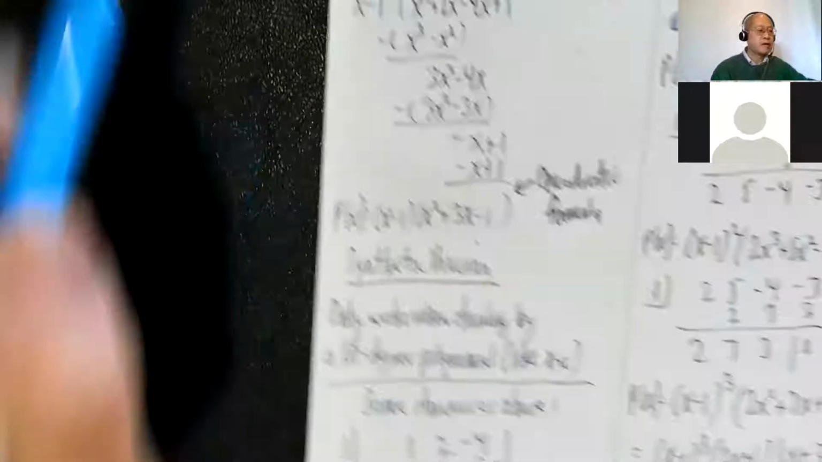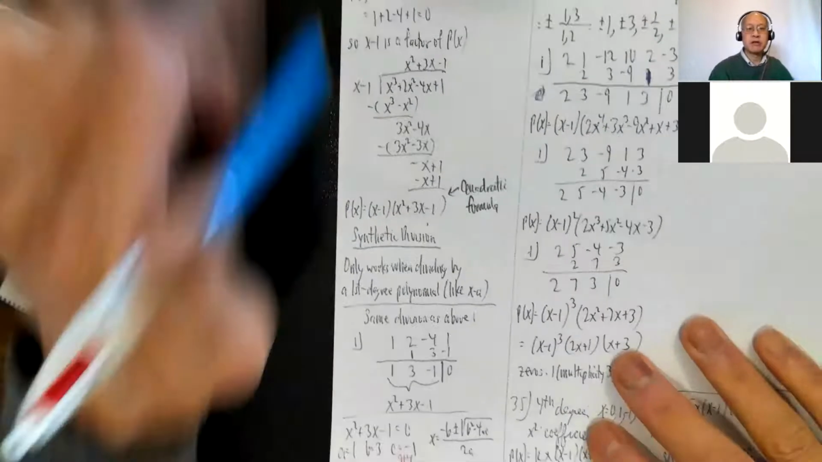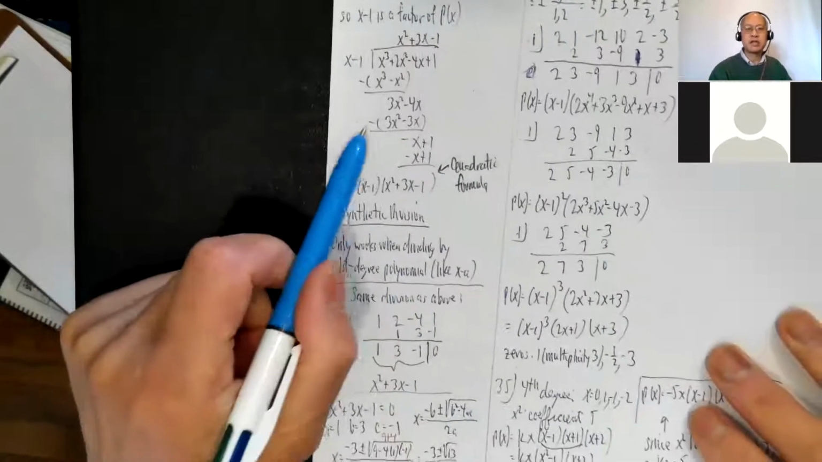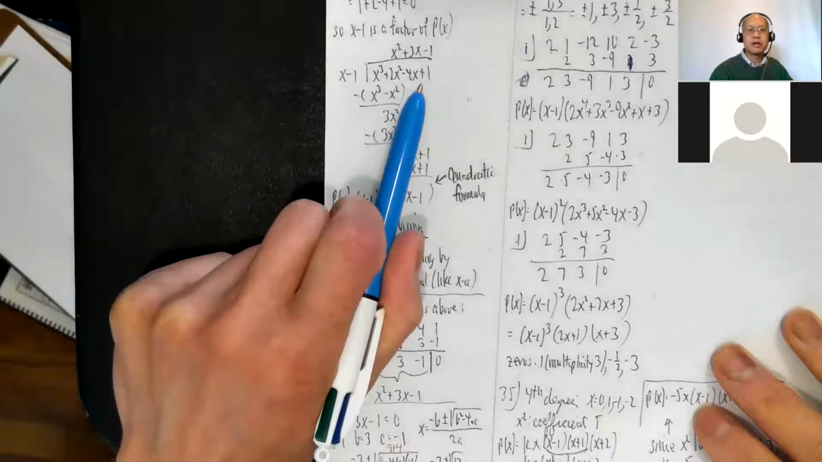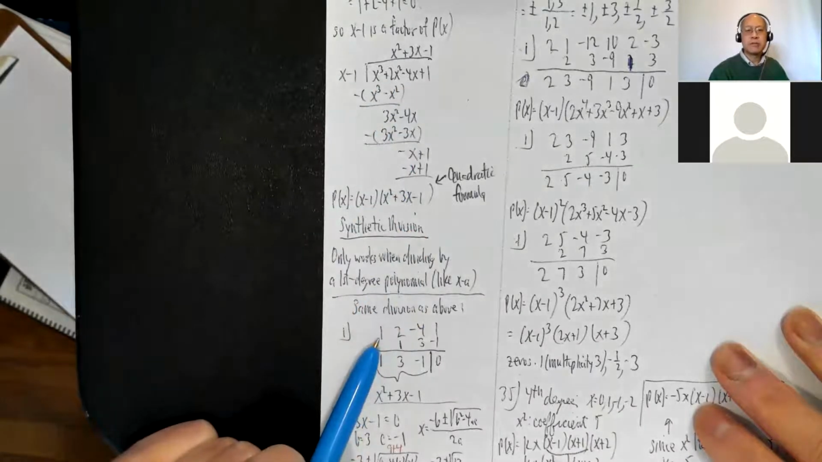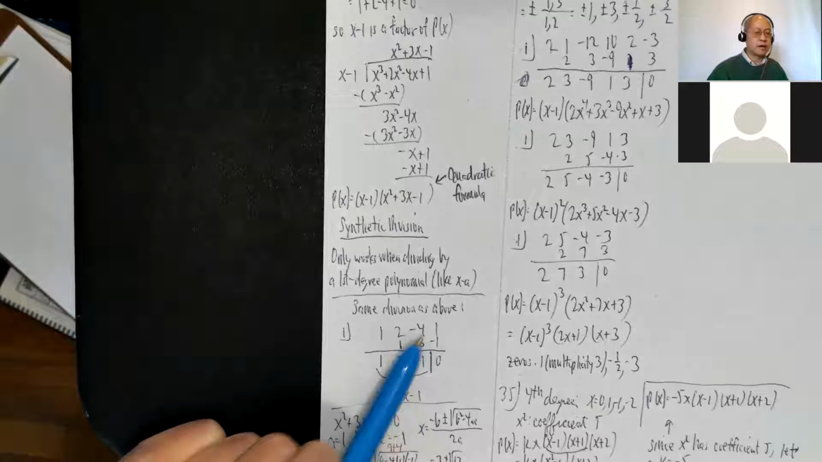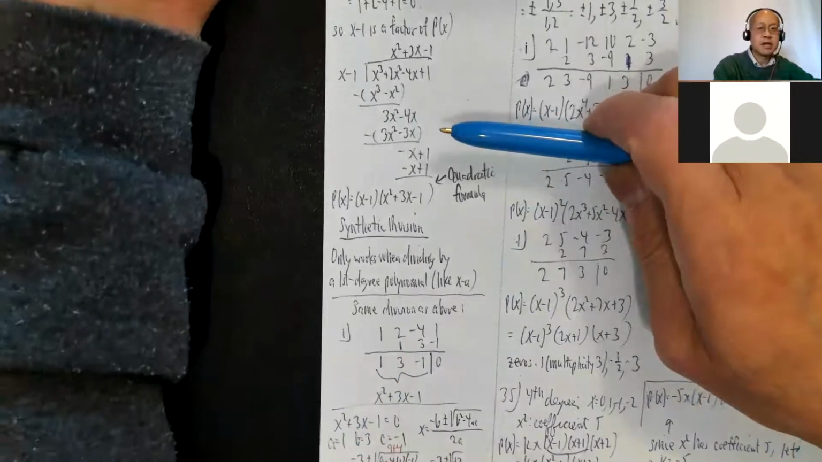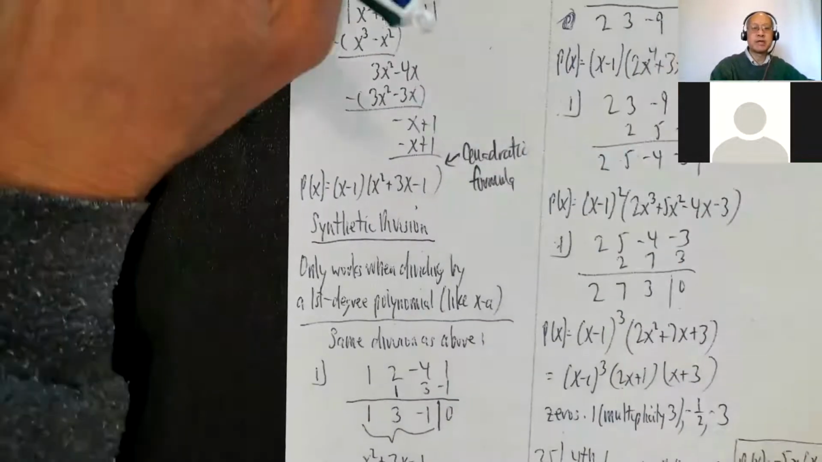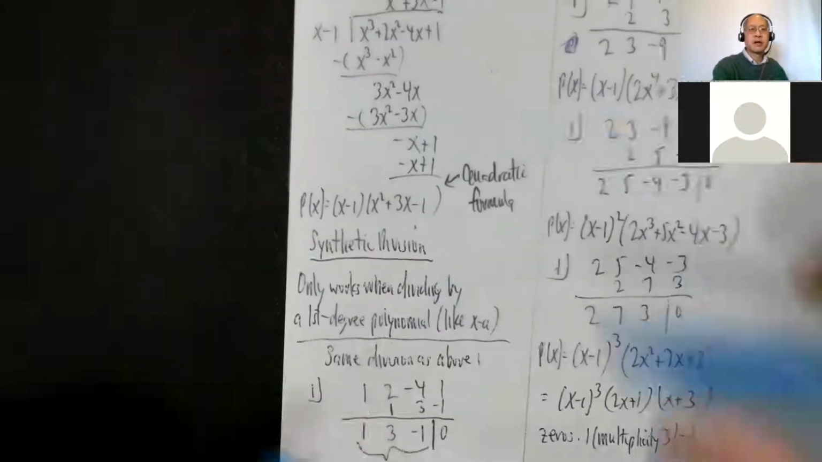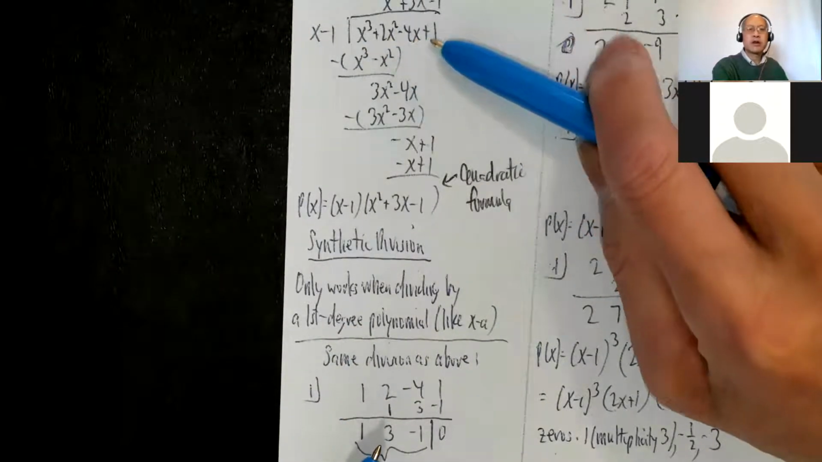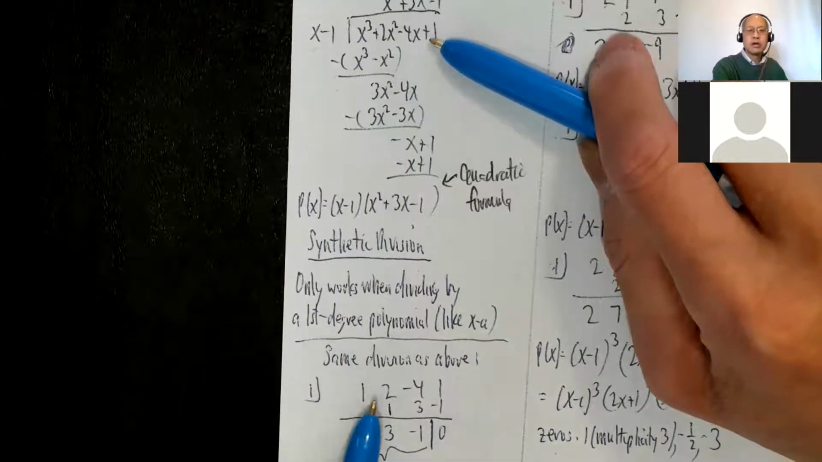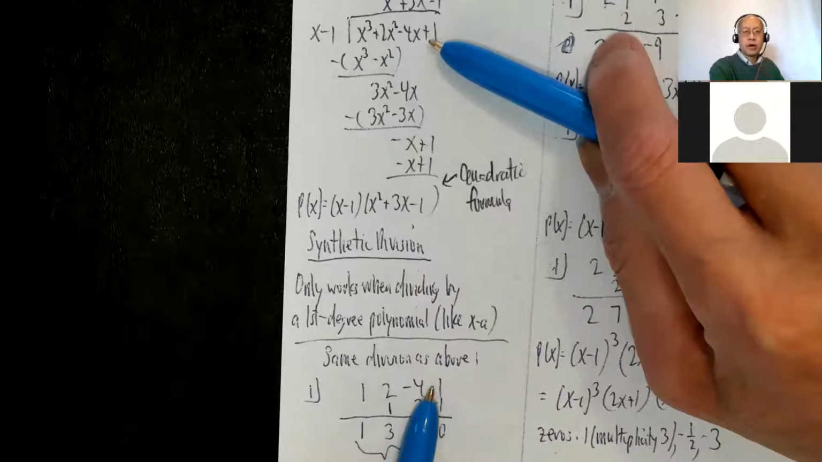I'm making it smaller just so you can see. X cubed plus 2x squared minus 4x plus 1. I'm just going to put 1, 2, negative 4, 1. Try to make it just big enough so I can see both of them at the same time. X cubed, 2x squared minus 4x plus 1. 1, 2, negative 4, 1.